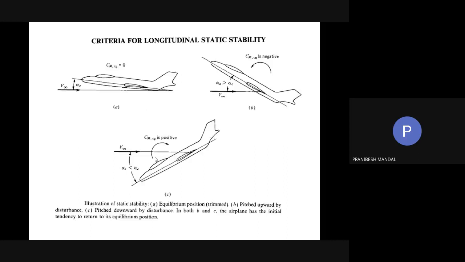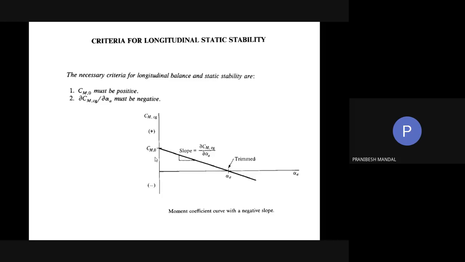So we say that the condition of static stability is Cm0. What is Cm0? You see, this is the Cm for alpha equal to 0. Right? Yes, sir. And alpha equal to 0 means zero lift. So the zero lift moment coefficient about CG must be positive and the slope of the curve must be negative. These are the two necessary criteria for static stability and longitudinal balance. Is this clear to you or not? Clear, sir. Okay.